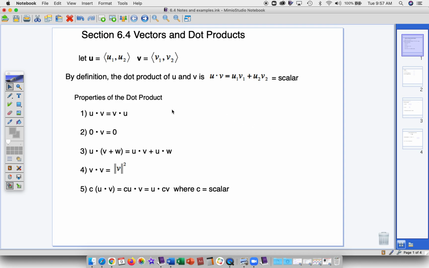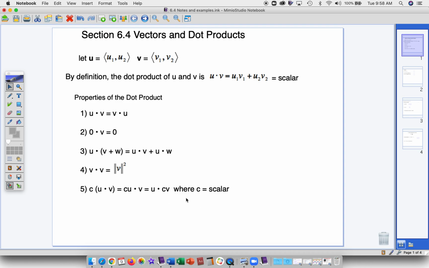So here are some of the properties of the dot product. U dot v is equal to v dot u. 0 dot v is equal to 0. If I have u dot (v plus w), that's equal to u dot v plus u dot w. V dot v is equal to the magnitude of v squared. If I have c times (u dot v), that's equal to (c times u) dot v, which is equal to u dot (c times v).